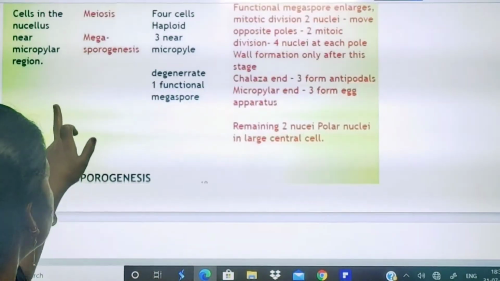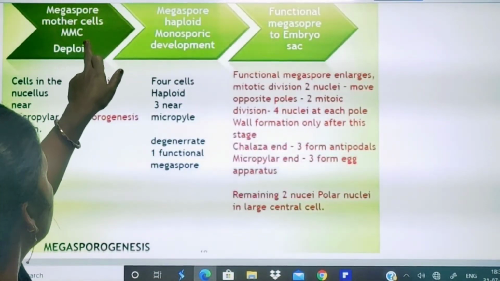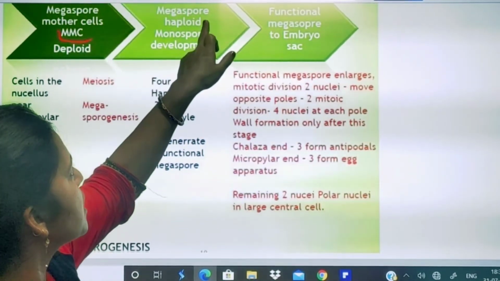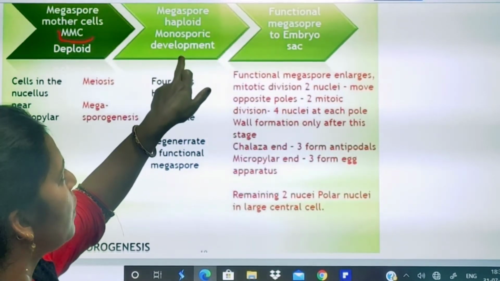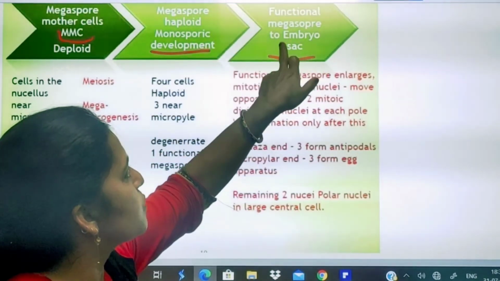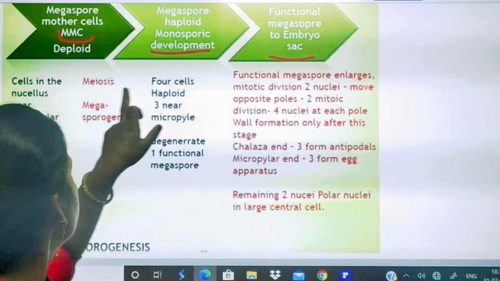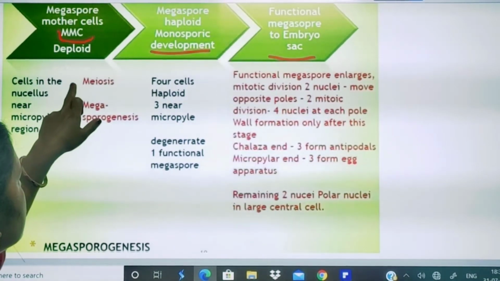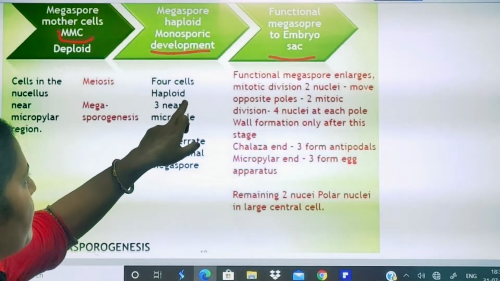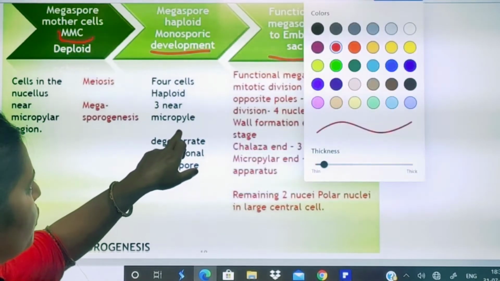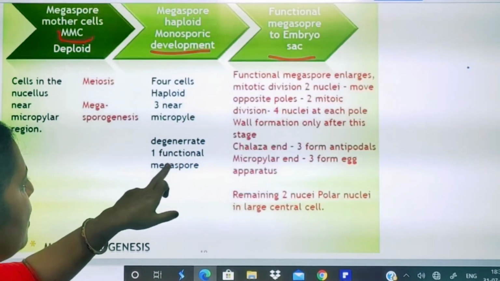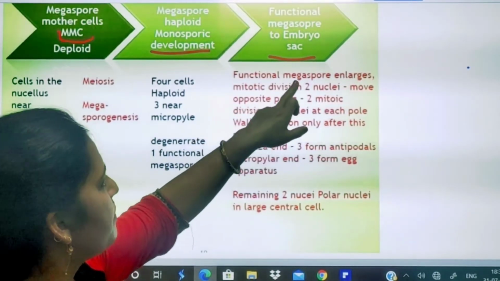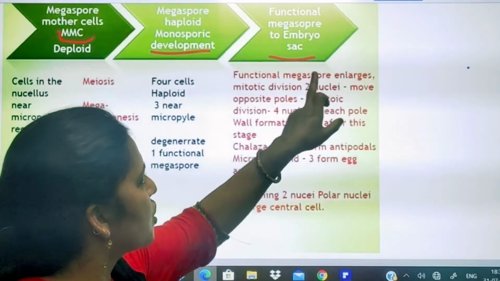Next is the megaspore mother cell, that is MMC, and they are diploid. Megaspore, haploid, monosporic development, functional megaspore to the embryonic cell. Cells in the nucleus near the micropylar region. This is the meiosis. 4 haploid cells will form, 3 near the micropylar end will degenerate. Only one functional cell will remain, and that will be the megaspore cell.